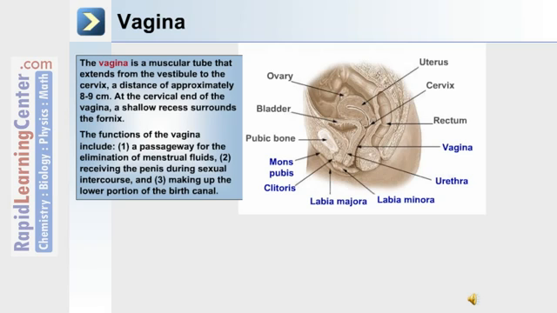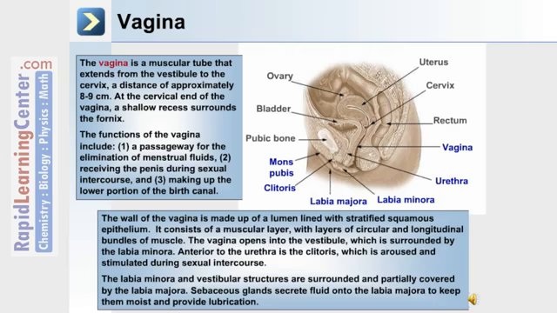The vagina is a muscular tube that extends from the vestibule to the cervix, a distance of approximately 8 to 9 centimeters. At the cervical end of the vagina, a shallow recess surrounds the fornix. The vagina functions in the following ways. Number 1, it's a passageway for the elimination of menstrual fluid. Number 2, during sexual intercourse, it receives a penis. And number 3, it makes up the lower portion of the birth canal.